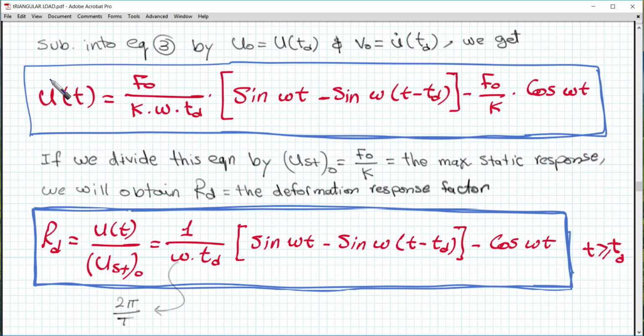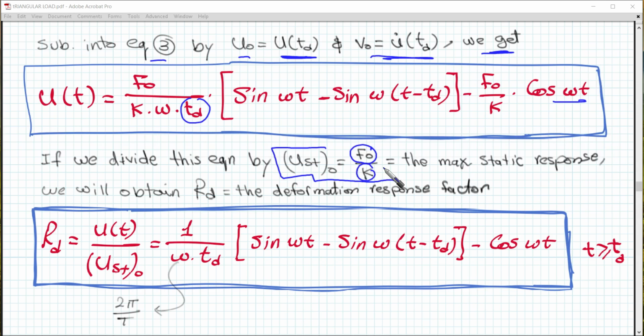Okay, and substitute into equation 3 u node equal to u of td and v node equal to u dot of td. We get this equation, which is u of t equals f node over k omega td times (sine omega t minus sine omega (t minus td)) minus f node over k times cosine omega t. Okay. If we divide this equation by u static node, which is f node over k, as I said many times, it is the maximum static response.